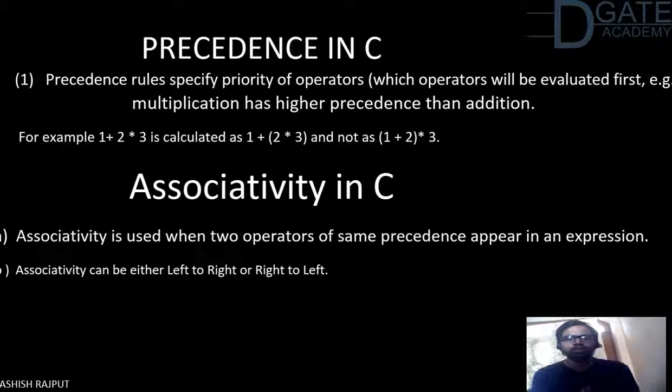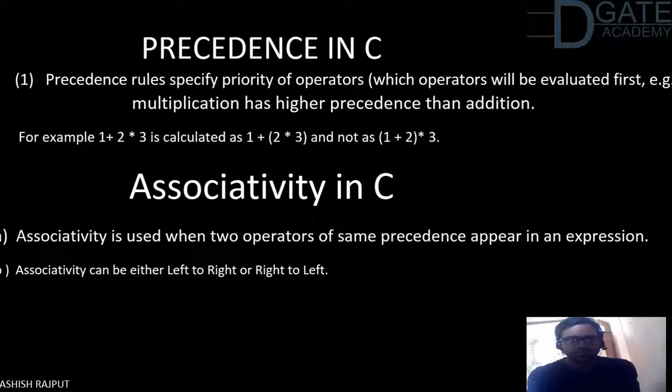Left to right means in the given expression, firstly we go from left to right. Whatever the first two operands are, these two operands will be executed. And what do we mean by right to left? Right to left means go to the right and take the two operands, and these two operands will be executed.